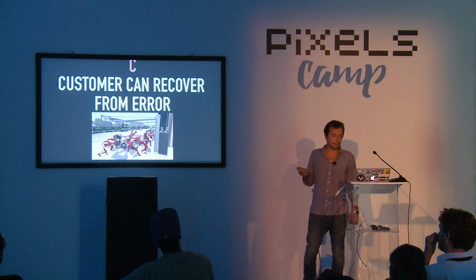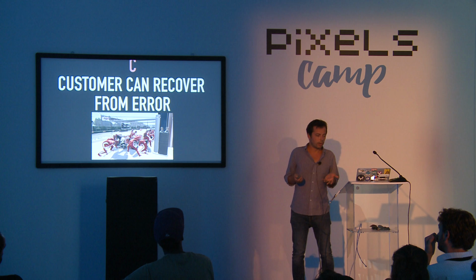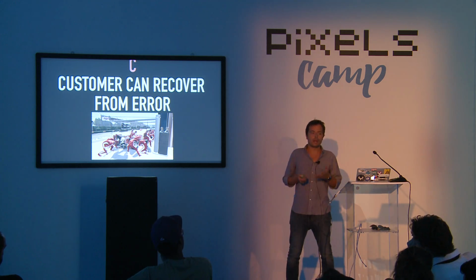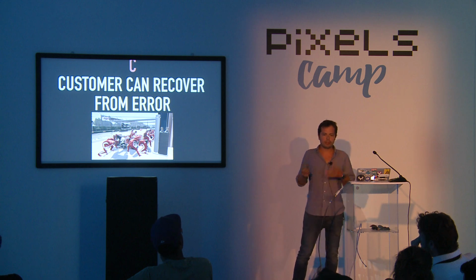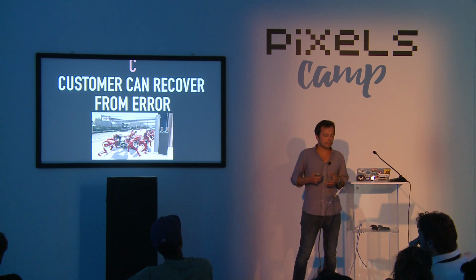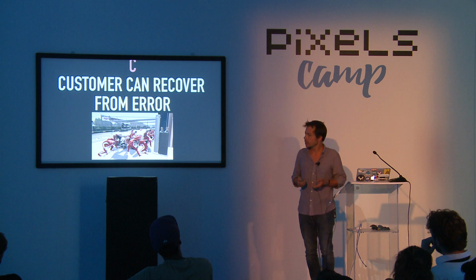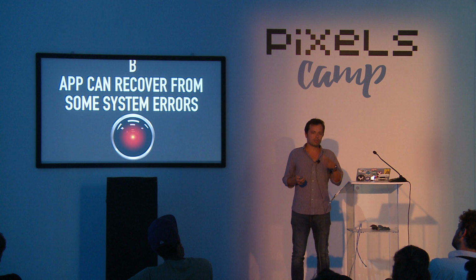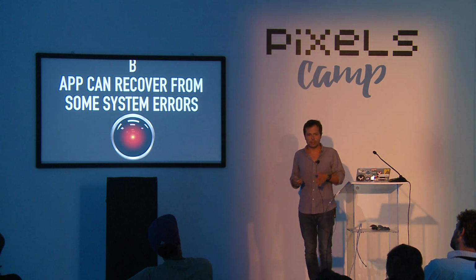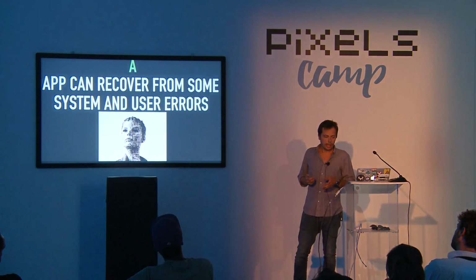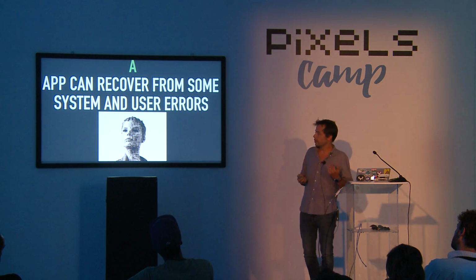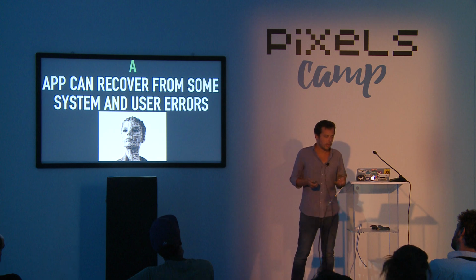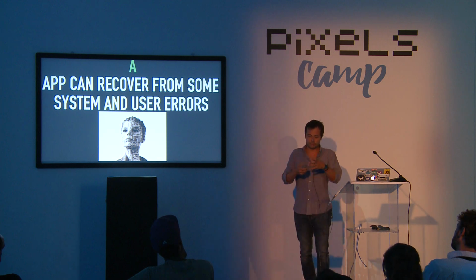C, the customer can recover from that error, and this can be a refresh on the browser, and the browser application is able to regain the state of the transaction, resume the transaction somehow. And B, the app can recover automatically from some of those system errors. And A, the app can recover from system and some user errors. And by user errors, I mean stuff like closing the browser or the device shutting down.